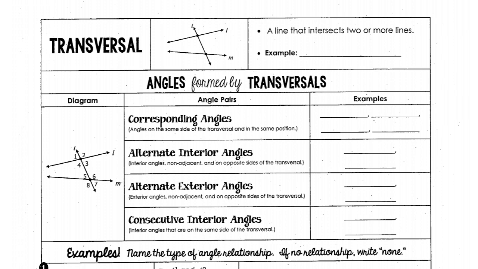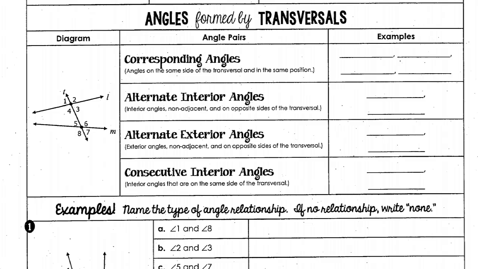All right, now let's talk about a transversal. A transversal is a line that intersects 2 or more lines. So in this example, if you notice, line T goes through line L and line M. So line T is your transversal. So the transversals create relationships for angles.